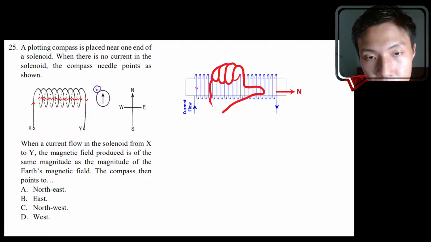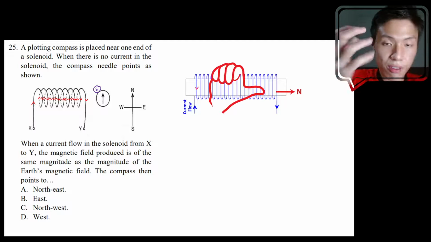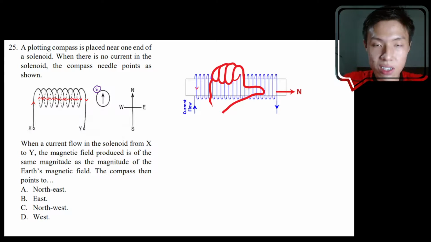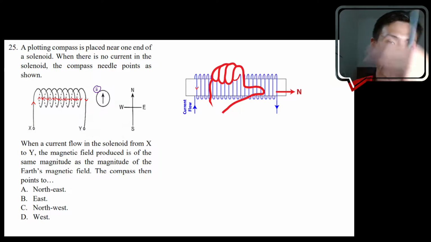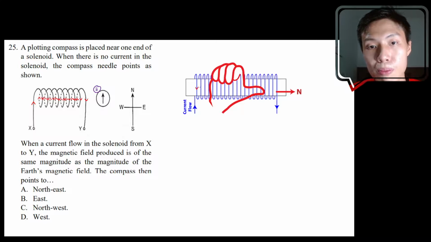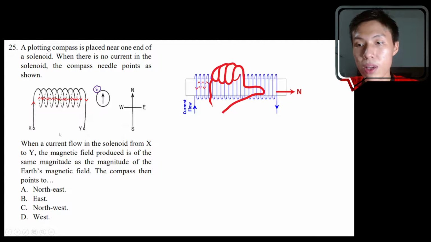Your current is in front of the tube. If you imagine there's a rod inside the solenoid, in front of the rod you have your current flowing down, and behind the rod you have your current flowing up, down, up, down, up. So this is similar to the diagram that we have over here.